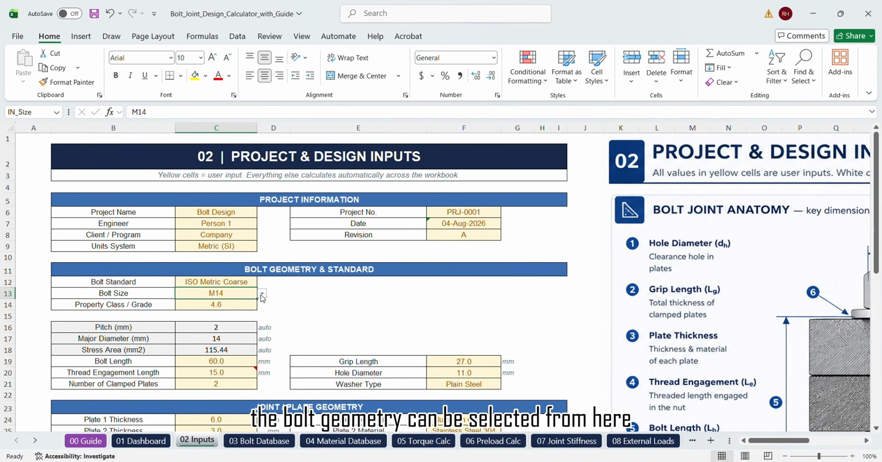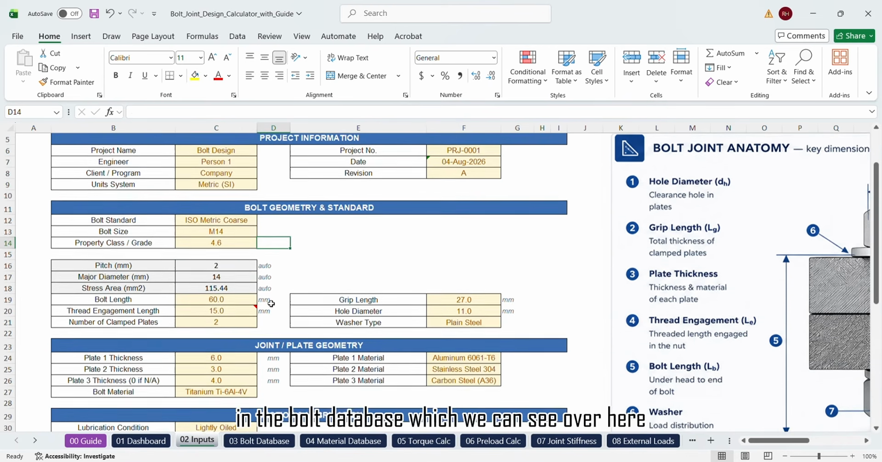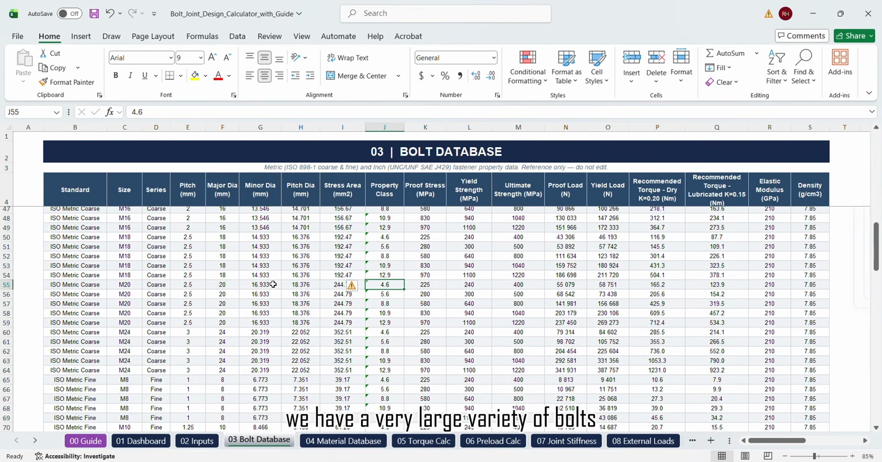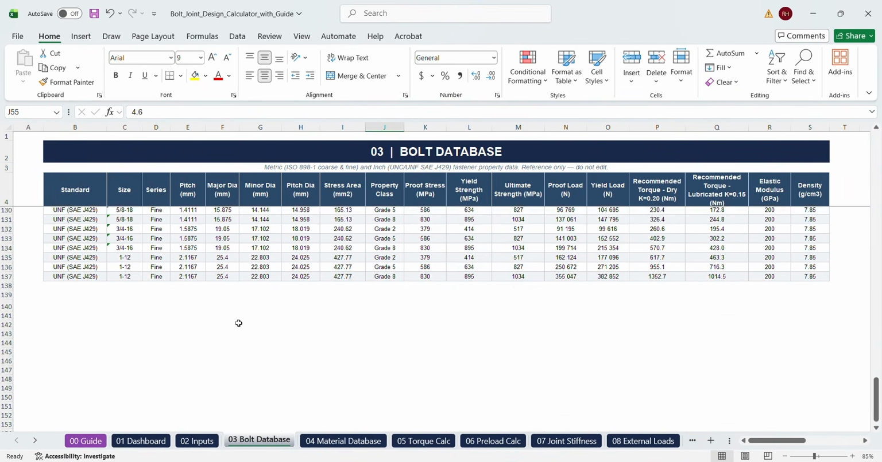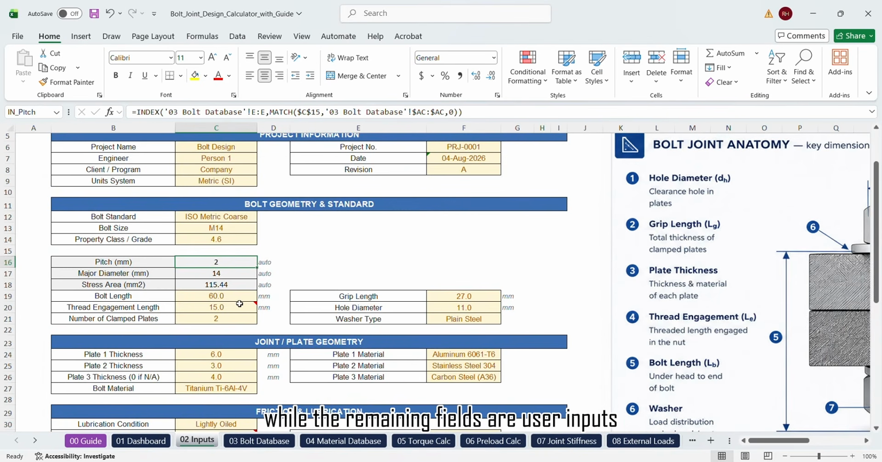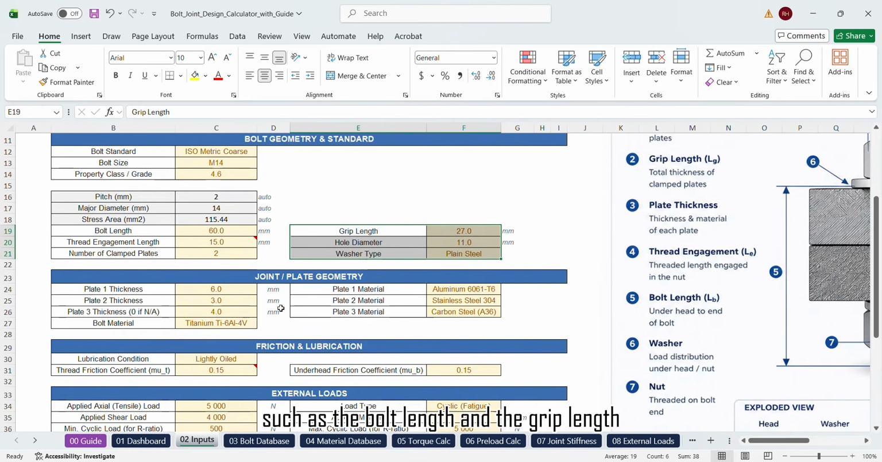The bolt geometry can be selected from here, and the available bolts are also listed in the bolt database, which we can see over here. We have a very large variety of bolts. After that, some of the bolt information is automatically displayed, while the remaining fields are user inputs, such as the bolt length and the grip length.